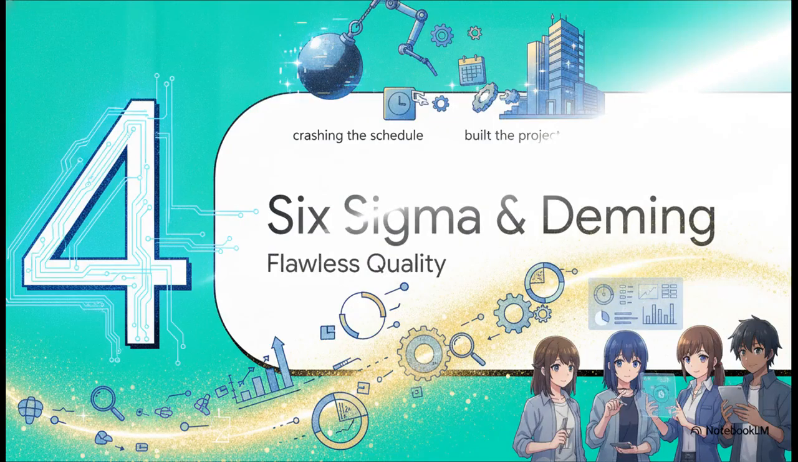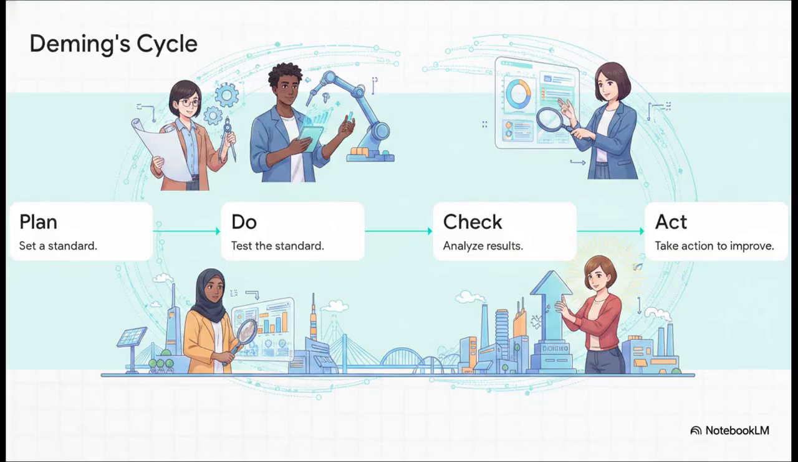project. All right, Section 4, Six Sigma and Deming, engineering flawless quality. So we've mapped the timeline, crashed the schedule, and built the project. We're done, right? Not even close. We now have to ensure the output is perfect. This brilliantly illustrates the absolute bedrock of modern quality management, W.E.